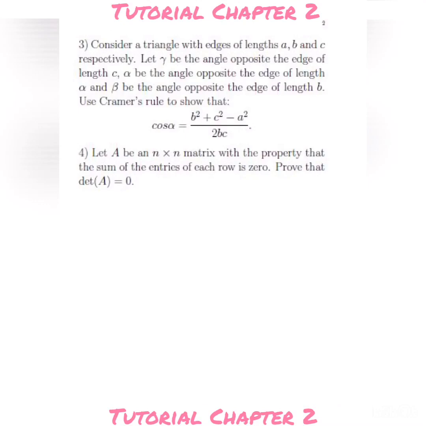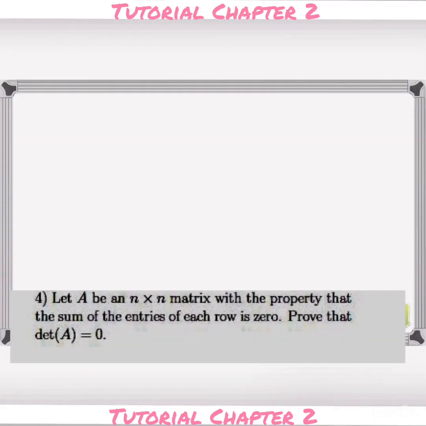Okay, next up we're going to look at problem number 4. Let A be an n by n matrix with the property that the sum of the entries of each row is 0. Prove that the determinant of A is 0. Now we're asked to show that if a square matrix has the property that if you add the entries of each row, it adds up to 0. So for each row, if you add up all the entries, it's equal to 0. So you're asked to show the determinant of this matrix is 0.